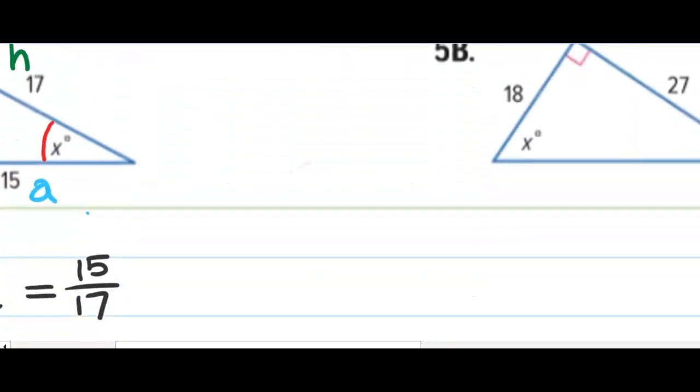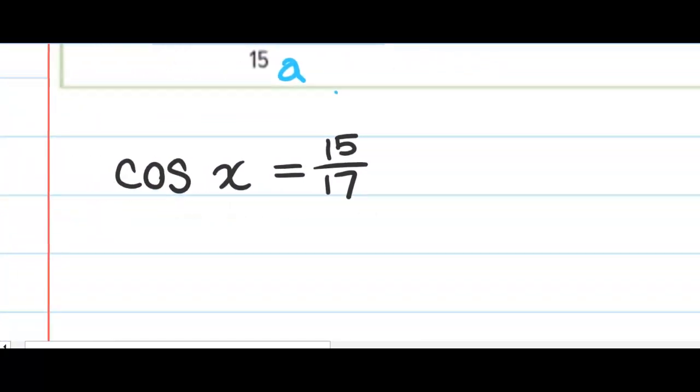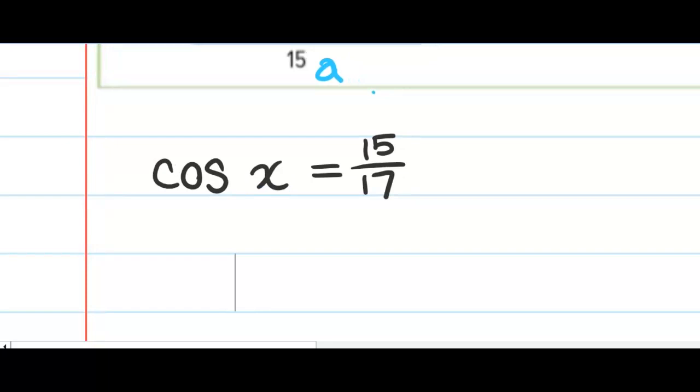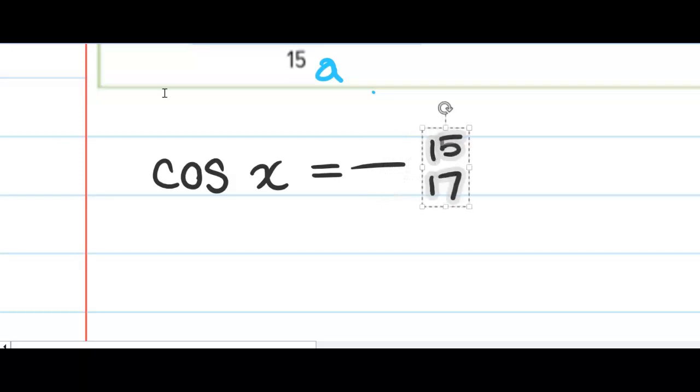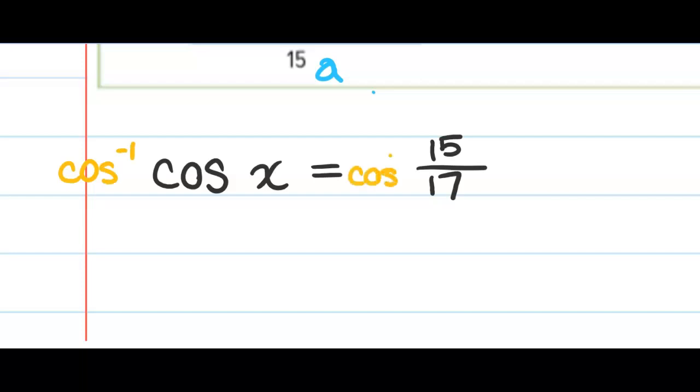Now we're trying to get rid of the word cosine. We can't just divide by the letters cos. That doesn't work. That doesn't even mean anything in math. But what we can do, we can take this 15/17, we're going to just slide it over a little bit, leave some space, and we're going to actually take the inverse of both sides. On the left side, the cosines will cancel out, leaving us with just x.